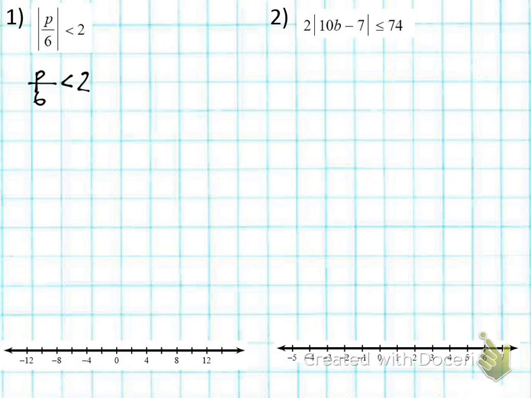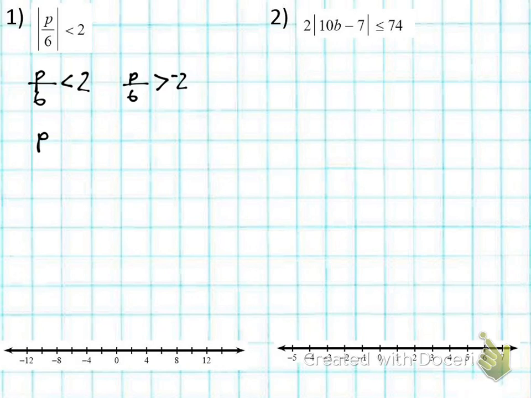Second time, take p over 6, okay? And instead of it being less than, we're going to flip it and put greater than, okay? Did y'all see that? And instead of positive 2, it's going to be what? Negative 2. Does that make sense, everyone, so far? Then we're just solving, so you multiply by 6 on both sides.